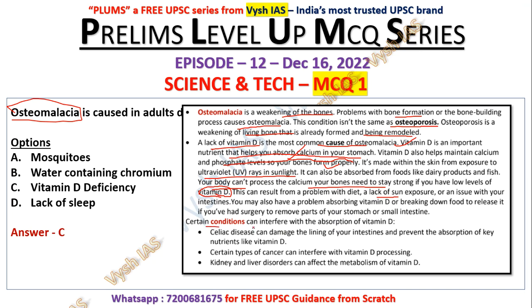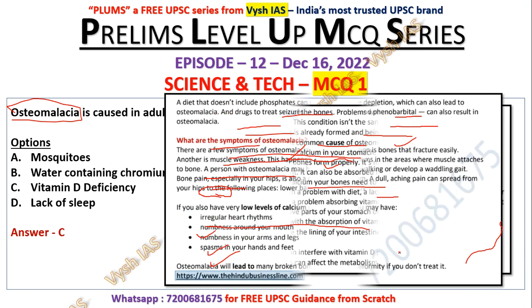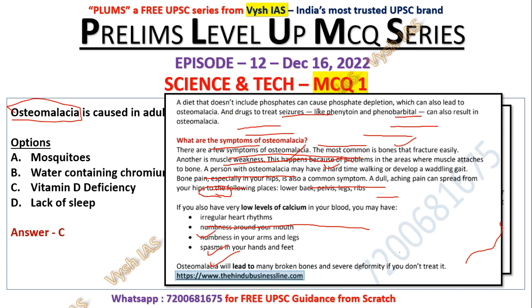Now again, certain conditions can interfere with the absorption of vitamin D. Celiac disease, certain types of cancer, kidney and liver disorders, all these can prevent your body from absorbing the needed vitamin D or maybe processing it. A diet that doesn't include phosphate can cause phosphate depletion, which can lead to osteomalacia. And drugs to treat seizures. Some drug names are not given, not important.